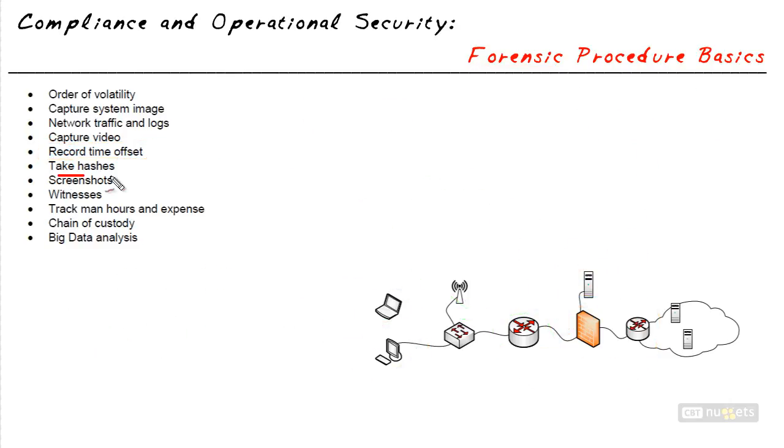We touched on hashes already. Hashes give us the ability to verify data integrity. So if we created a system image of RAM and all the registers and all the caches, we could run a hashing algorithm across that.